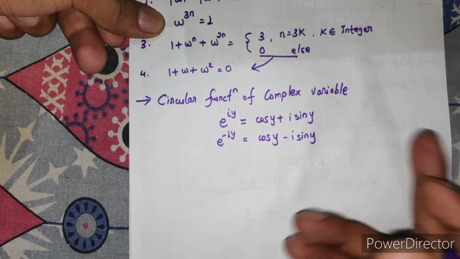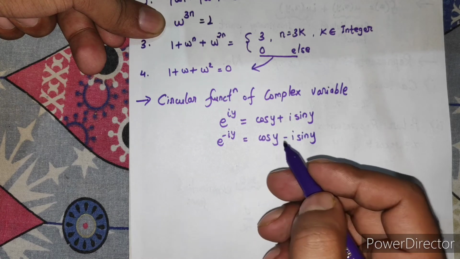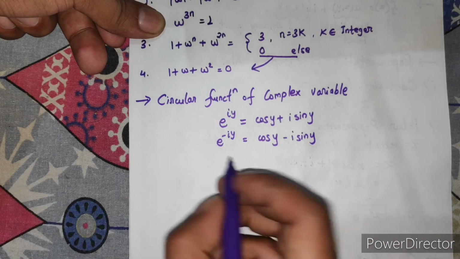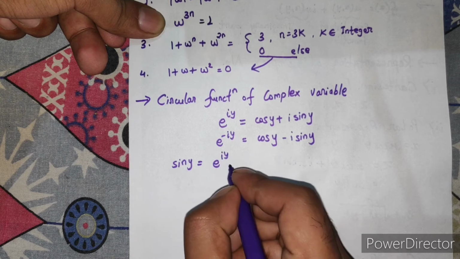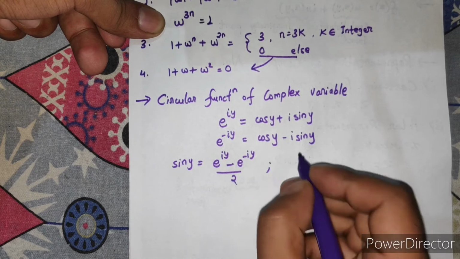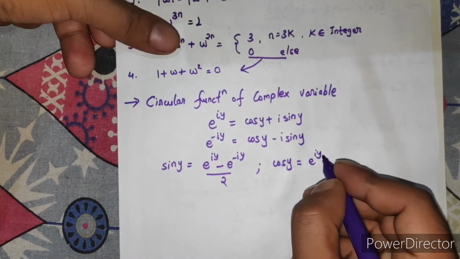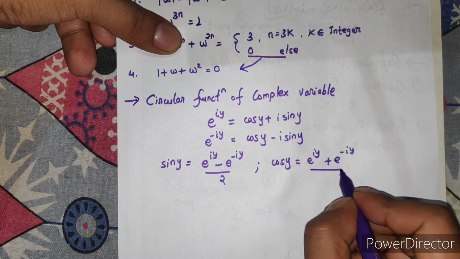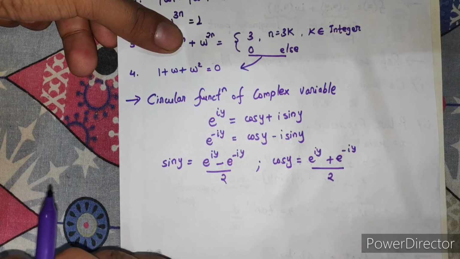e to the power i theta is equal to cos theta plus i sin theta. In place of theta I am using y. Now if we see this, once by adding and once by subtracting, we can obtain the values of cos y and sin y. So we can write sin y as e to the power iy minus e to the power minus iy, by 2i, and cos y as e to the power iy plus e to the power minus iy by 2. And tan y is simply sin y by cos y.